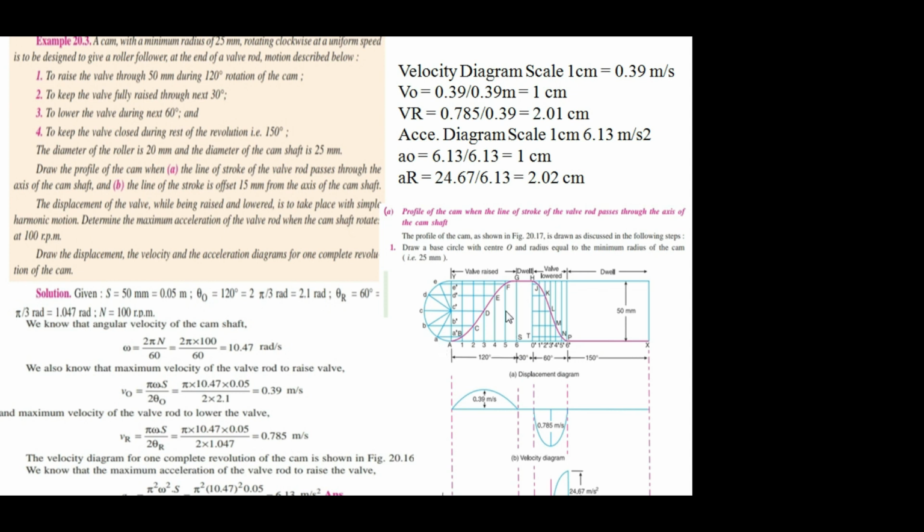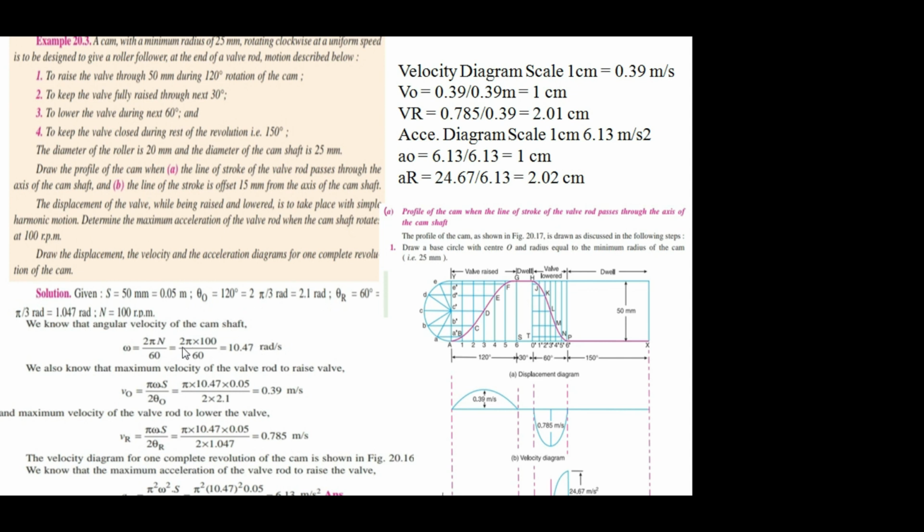So by taking some suitable scale, on x-axis take the angular displacement of cam, and on y-axis take the lift of follower, that is 50 mm. We know the construction for displacement diagram. In the previous numerical we have studied it when the follower moves with simple harmonic motion.